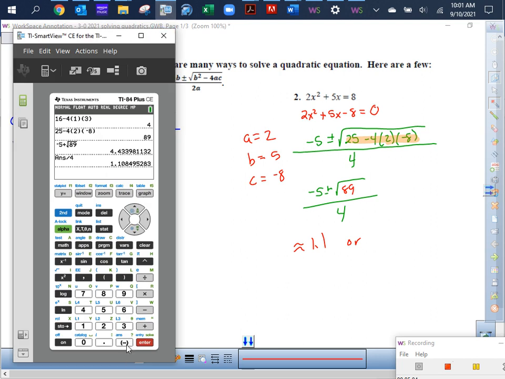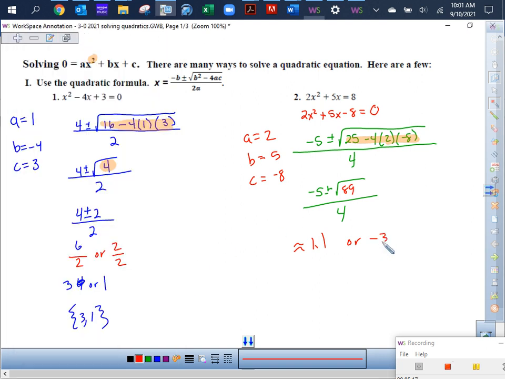Now let's do the minus. Negative 5 minus the square root of 89 is what it was. Hit equals, boom, and divide by 4. And the other guy is about negative 3.6. So that was just a quick refresher of the quadratic formula.